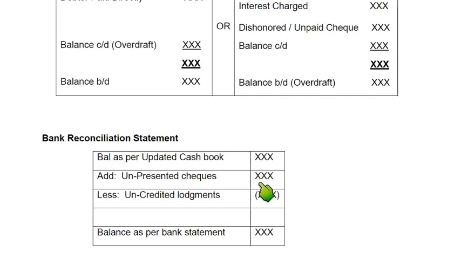So this is unpresented check. Unpresented check is very simple. For example, we have given a check to our supplier, because he was asking for it every now and then. He was calling us and asking us for the check. So somehow we managed to pay him the check.